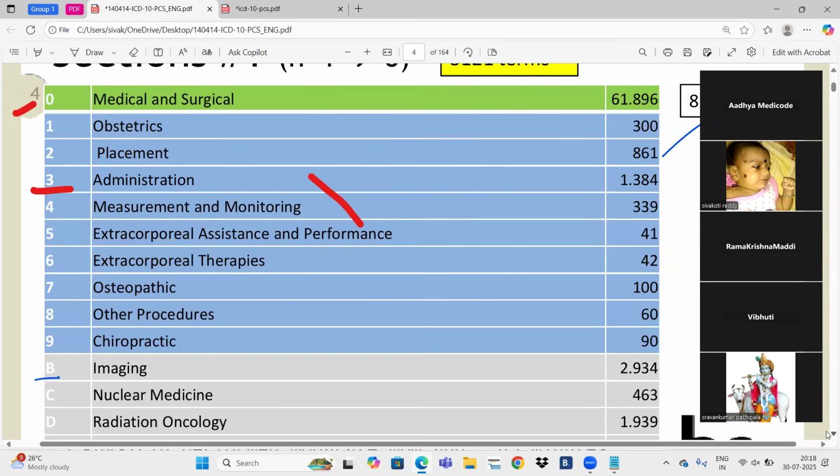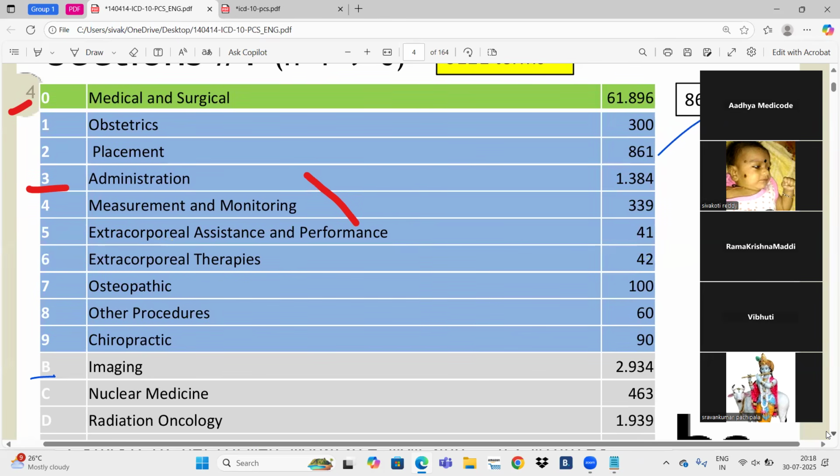So medical and surgical means general type of procedures. All surgical related procedures start with zero. So in the overall PCS book, 86% of the codes start with zero. Medical and surgical related. Next, one means obstetric, delivery related. Like this, they have given sections based on that.